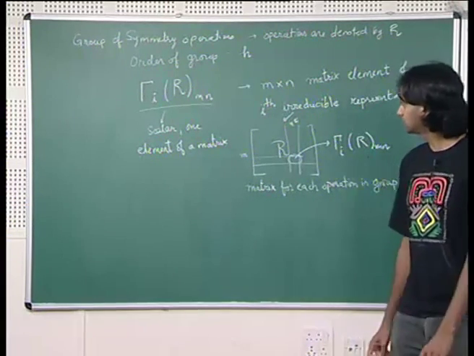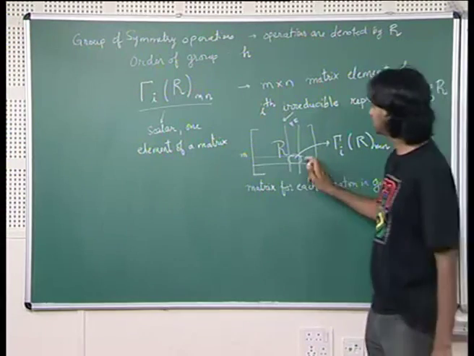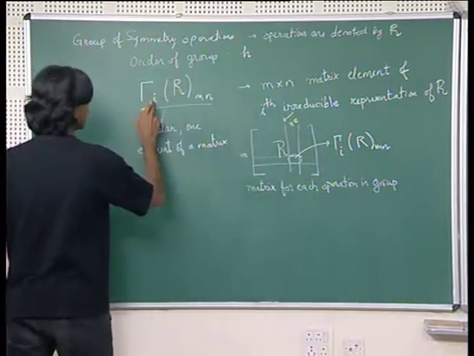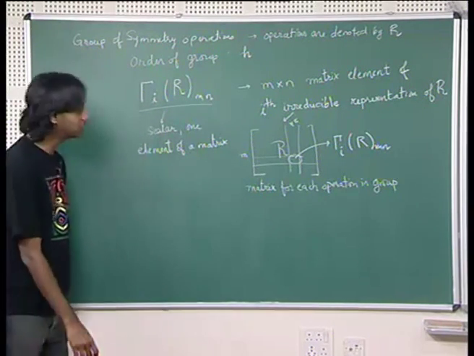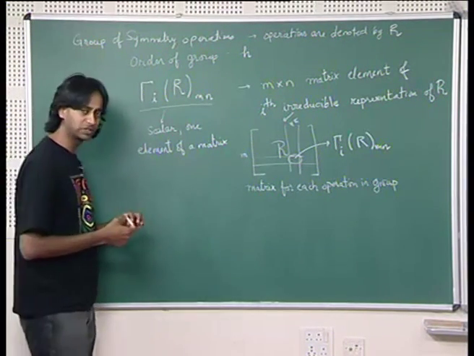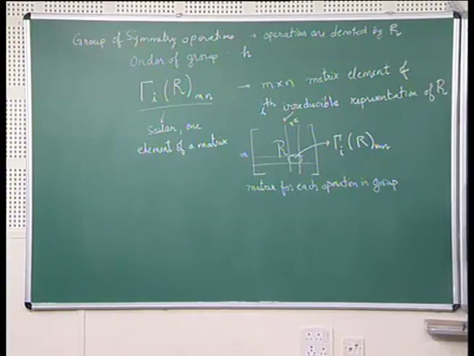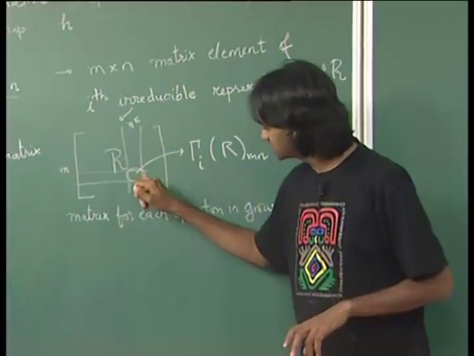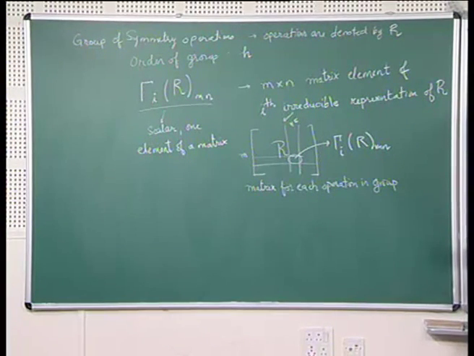Okay. So, now if you take a different irreducible representation, I will have a different matrix gamma j of R m n. Okay. And now, the great orthogonality theorem is quite a remarkable theorem. We will write down the theorem soon, but basically what it tells you is that these various matrices corresponding to different irreducible representations and corresponding to different elements, they share some special properties.